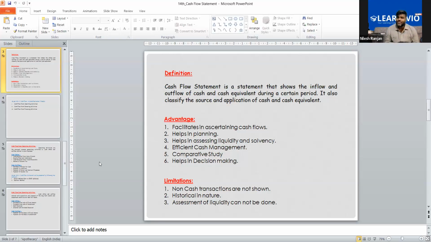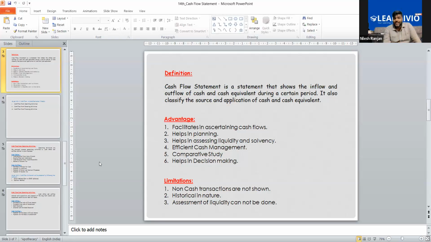So first of all, non-cash transactions are not shown. I have already told you this at the time of financial statements, that limitations are the same thing as advantages, but presented in a negative way. Now, the cash flow statement is related to cash, so obviously it will not include non-cash transactions. So this is a feature of the cash flow statement, not a limitation. But it is written here. You can see non-cash transactions are not shown.